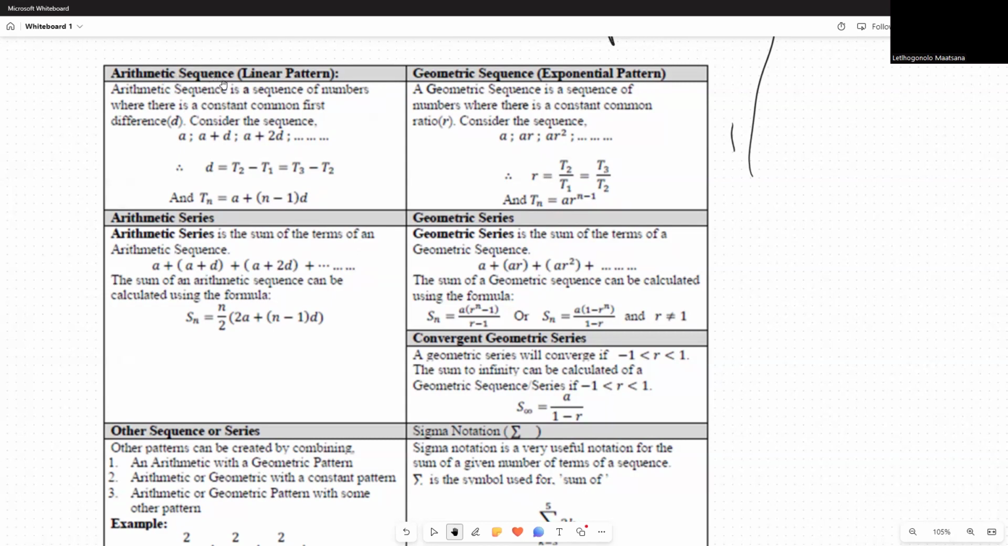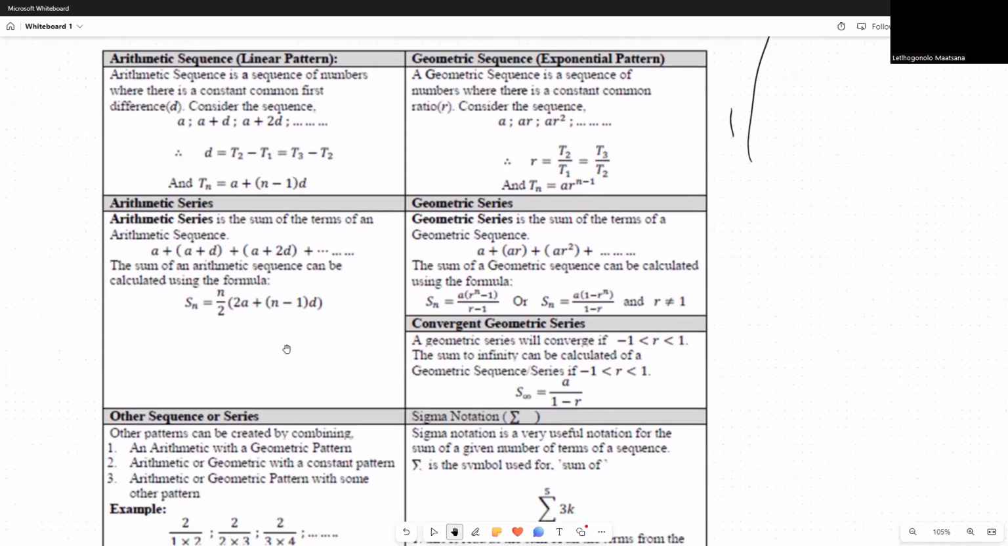Now, for the arithmetic sequence, we also have a series, which is the sum of all the terms in the arithmetic sequence. It's given by the equation n over 2 multiplied by (2a plus (n minus 1) multiplied by d), where n is the term number, a is the first term, and d is the difference. We can also have a geometric series, and we are able to sum it. We have two equations. You can use either one of them as long as r is not equal to 1.